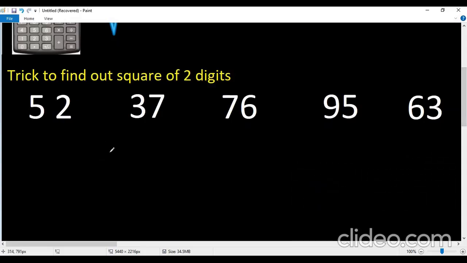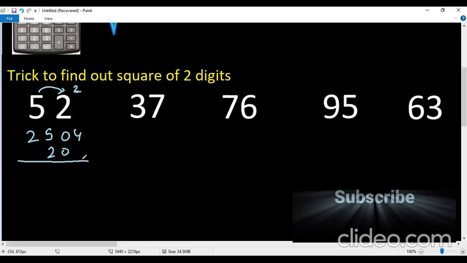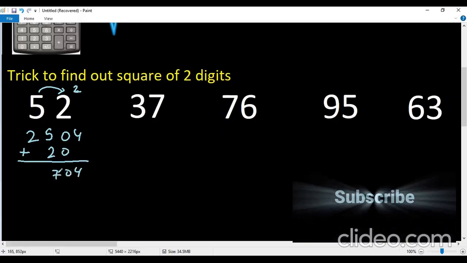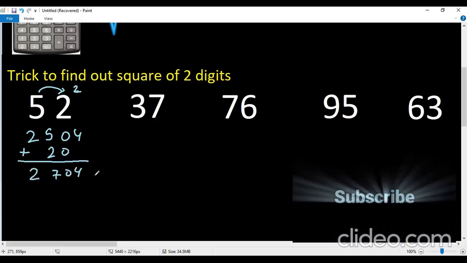Now here I need to find the square of 52. That means 2 times 2 is 04 and 5 times 5 is 25. So I will write like this. Now 5 times 2 is 10, and what is the double of 10? Double of 10 is 20. Now you simply add this in this way. 2704 is going to be your correct answer, and you will get full marks.